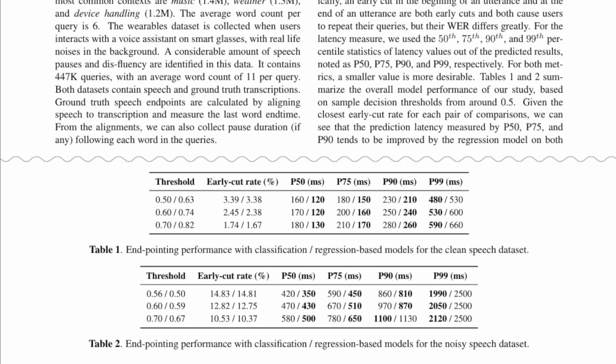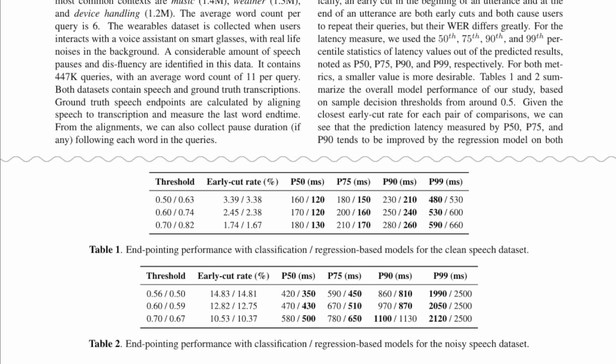Specifically, an early cut in the beginning of an utterance and at the end of an utterance are both early cuts and both cause users to repeat their queries, but their DWER differs greatly. For the latency measure, we use the 50th, 75th, 90th, and 99th percentile statistics of latency values out of the predicted results, noted as P50, P75, P90, and P99 respectively. For both metrics, a smaller value is more desirable.